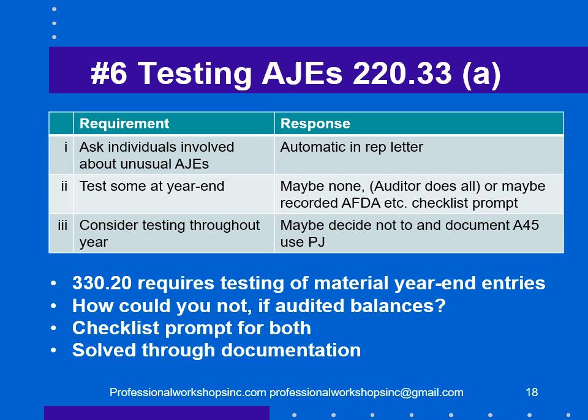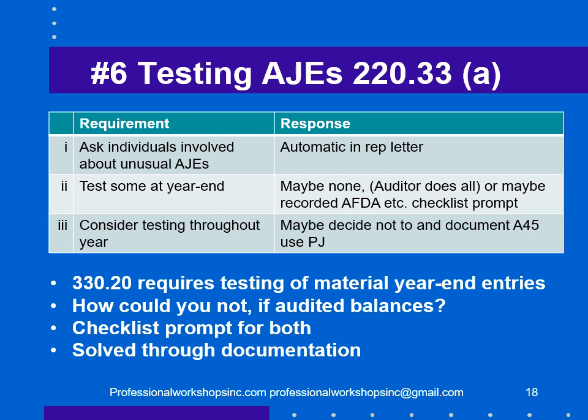So a checklist prompt to consider whether or not our audit has already required us to test year-end journal entries like depreciation or allowance for doubtful accounts or accruing accounts payable, whatever has to be done, because we probably have already done it. Or perhaps we did them all, and we just need to note that the only adjustments made in preparing the financial statements were done by us at the client's request. We recommended them, they approved them, and we're done.